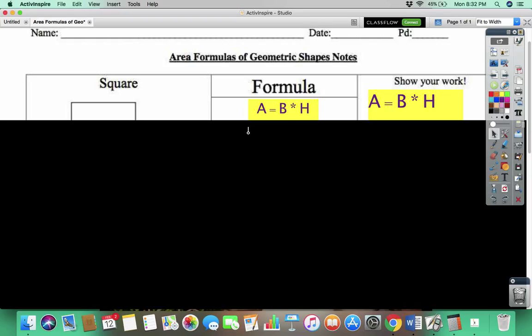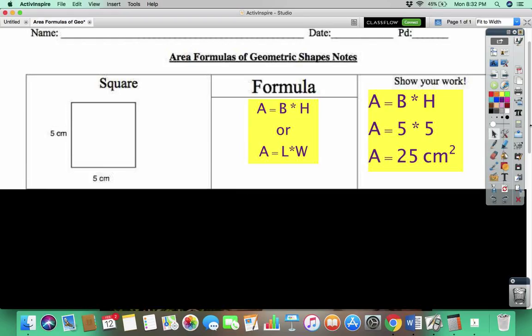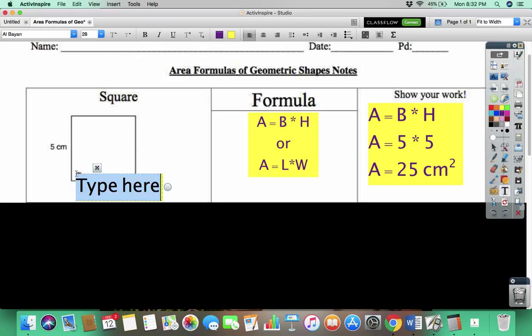For a square, you have the formula of area equals base times height. That's what B and H stand for. So you've got your base. The base of your shape is like the bottom. It's what the shape is sitting on. So this would be the base. And then the height goes from the base straight up.